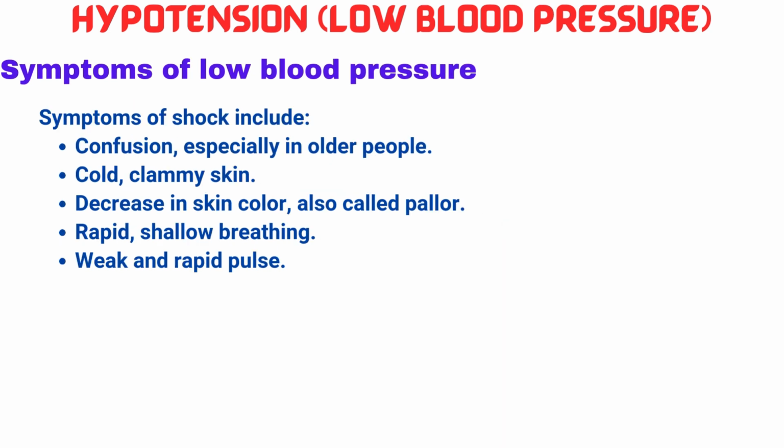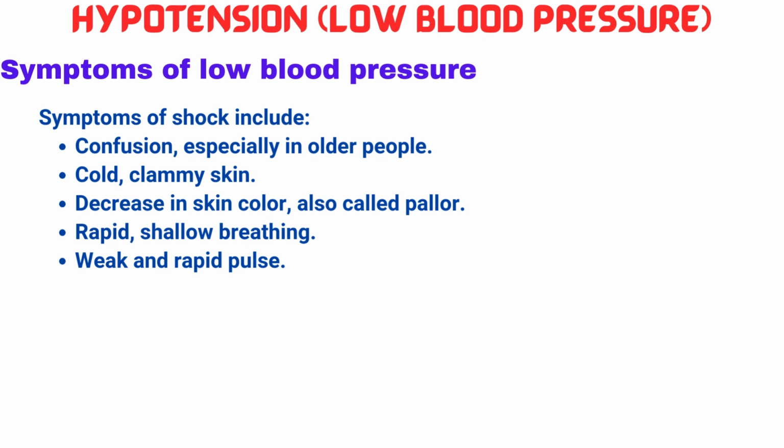Symptoms of shock include confusion, especially in older people, cold, clammy skin, decrease in skin color, also called pallor, rapid, shallow breathing, and weak and rapid pulse. For people with symptoms, the effects depend on why hypotension is happening, how fast it develops, and what caused it. Slow decreases in blood pressure happen normally, so hypotension becomes more common as people get older. Fast decreases in blood pressure mean certain parts of the body aren't getting enough blood flow. That can have effects that are unpleasant, disruptive, or even dangerous.